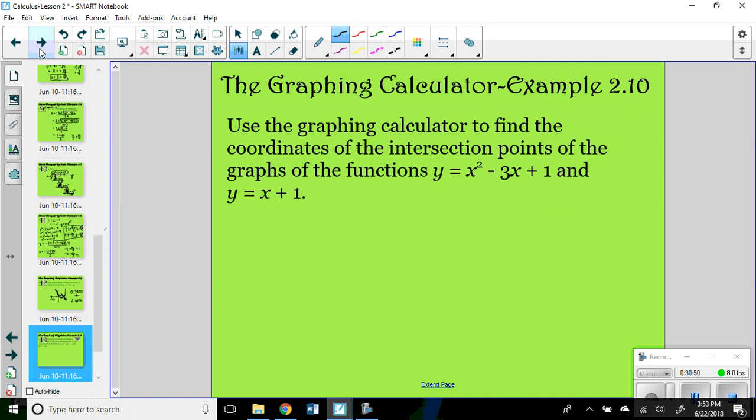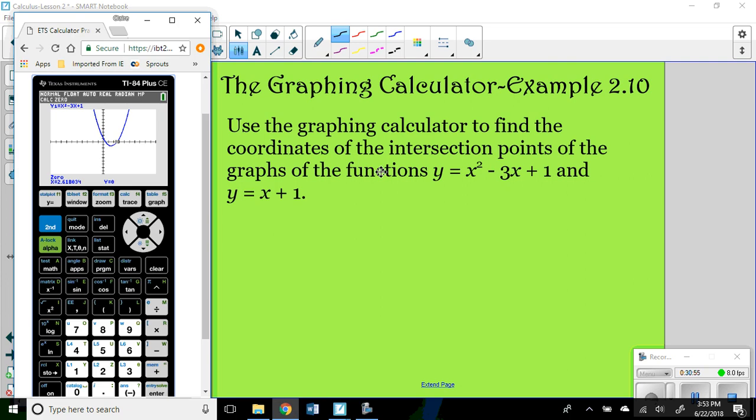It wants us to find the points of intersection. So if you look, it says y equals x squared minus 3x plus 1. That's what we just had in the calculator. So we don't need to retype that one. It's already in there. You're going to go back to y equals. And don't erase that one because that's the same equation.